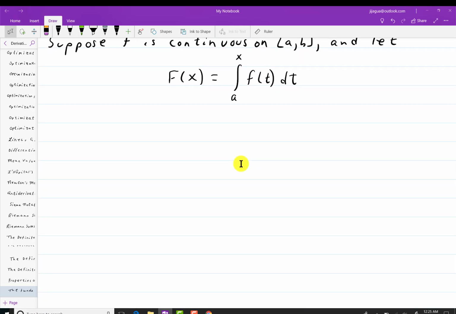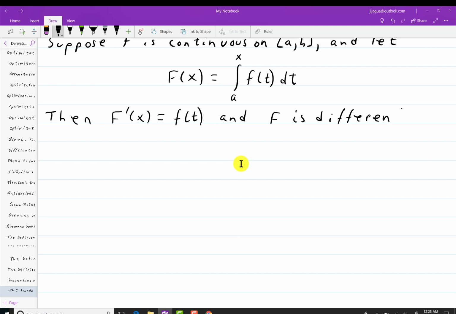Well, here's the gist. Here's what we have then. Capital F prime of x equals little f of x, and capital F is differentiable on the open interval a, b and continuous on the closed interval a, b.